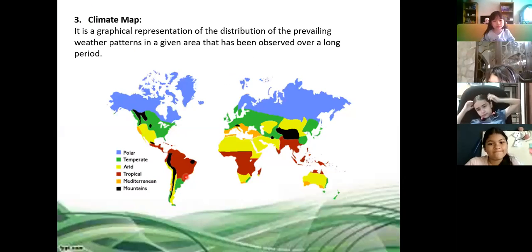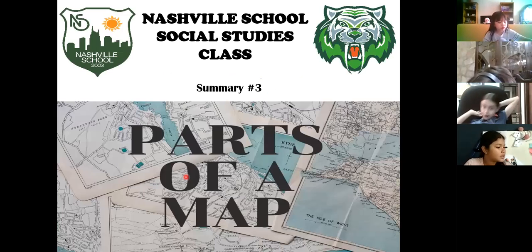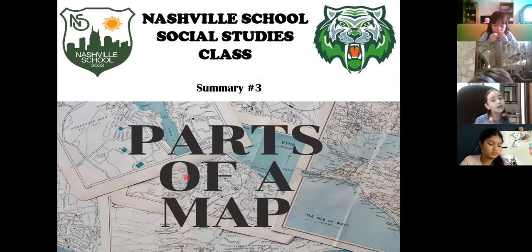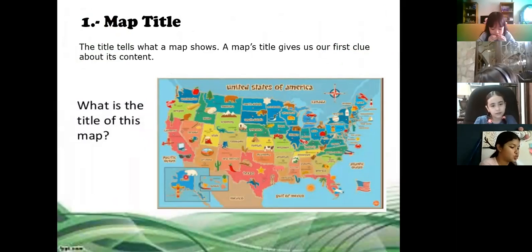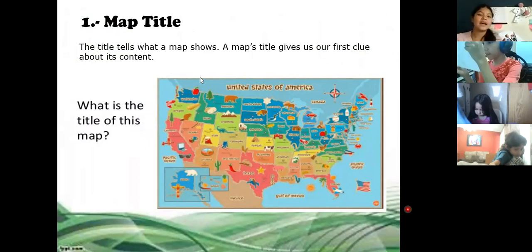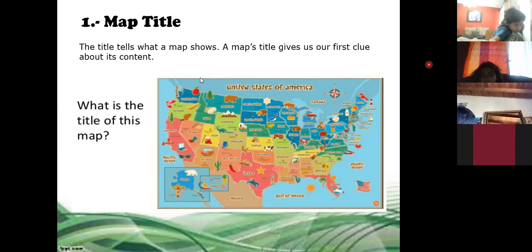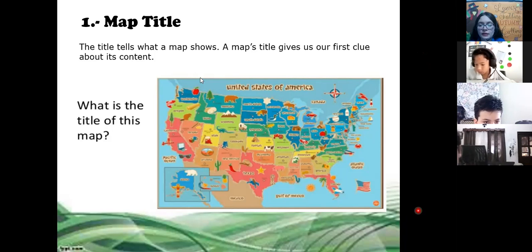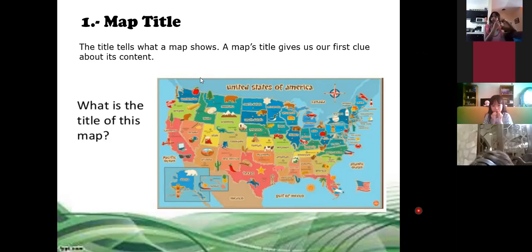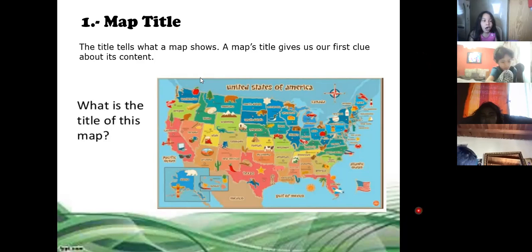Now, remember that we also talk about parts of a map. A map can have different parts that help us to learn more about or to read the map. For example, number 1, we have the map title. What is the map title, class? What is the map title? We have to write this. Oh, you don't have to copy anything, I tell you. You already copied this. If you check your notebook, you are going to see all this information in your notebook.